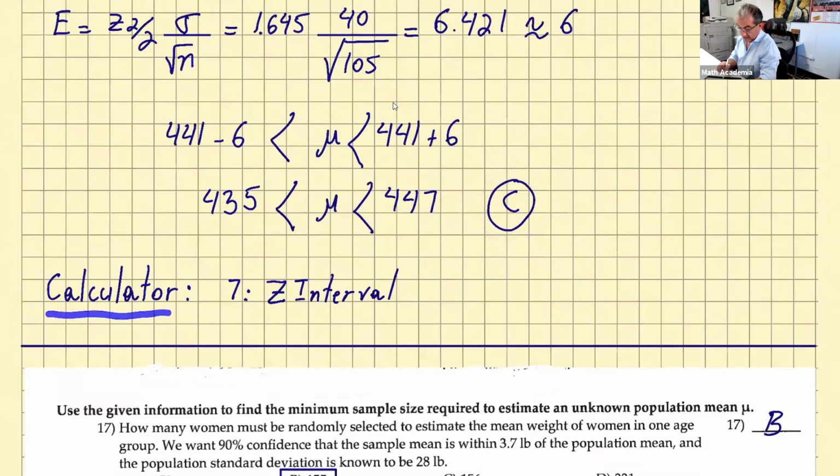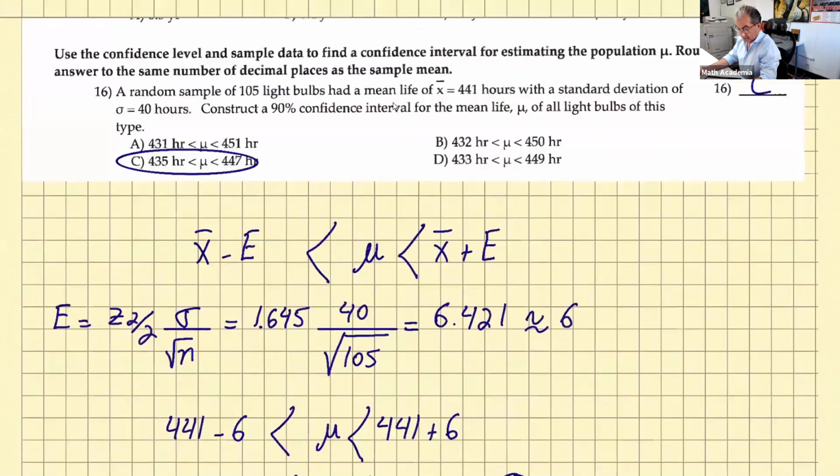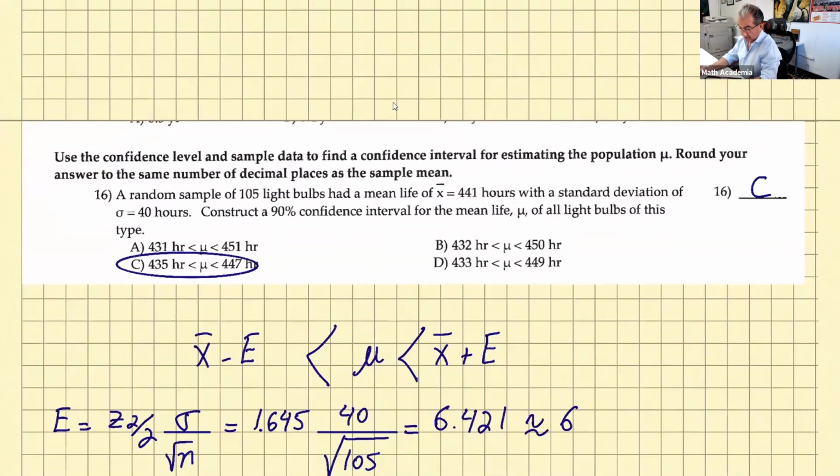If you want to use your calculator, you go to stat, test, and pick number 7. This is just Z interval. Enter the givens, and the calculator will give you the interval. And sometimes you take the closest number, so be careful when you check the answers.